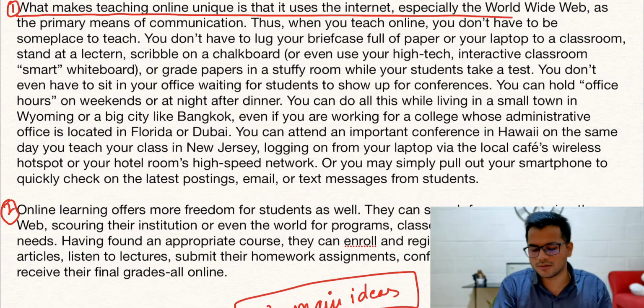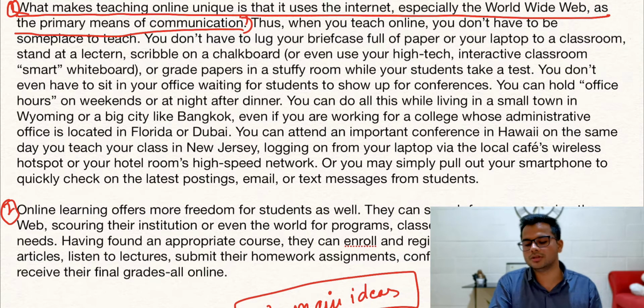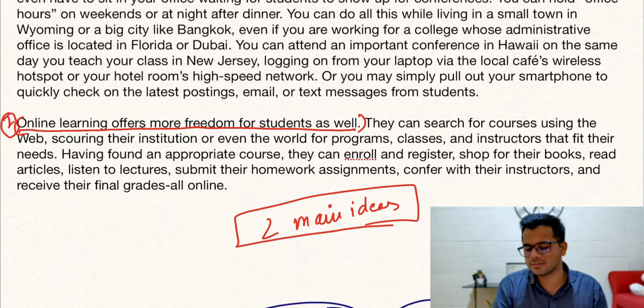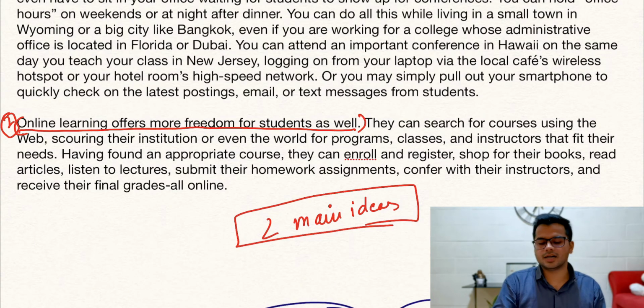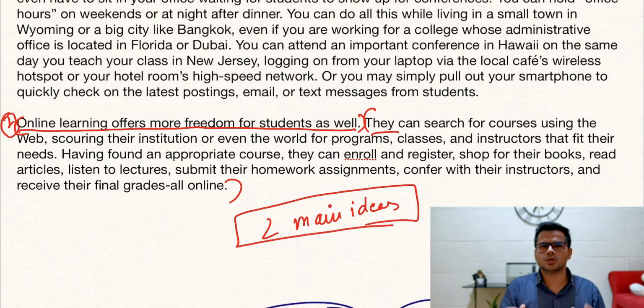In the first paragraph, the main idea is the very first sentence, starting from the word what and ending with the word communication. After that, they just started giving some examples, like thus when you teach online and all that stuff. So only the first sentence was giving me the main information. In the second paragraph, the main idea is again the first sentence, starting with the word online until the word well. After that, they can search for courses, and it's all examples.